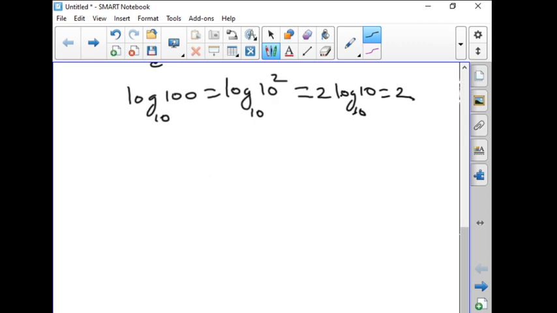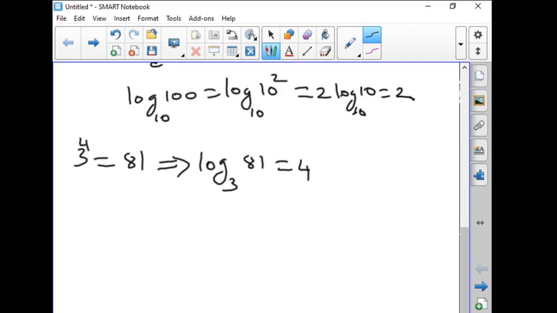Then, if you have 3 power 4 is equal to 81, how will you write this in logarithmic form? Log 81 to the base 3 is equal to 4. Similarly, you can write other exponential values.